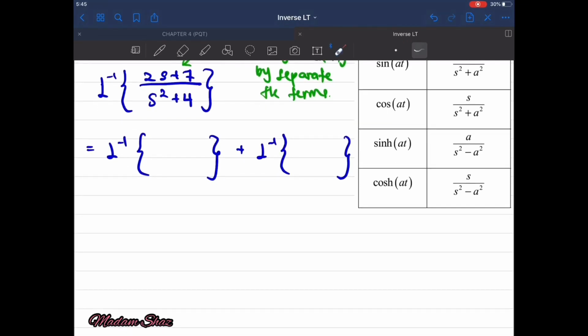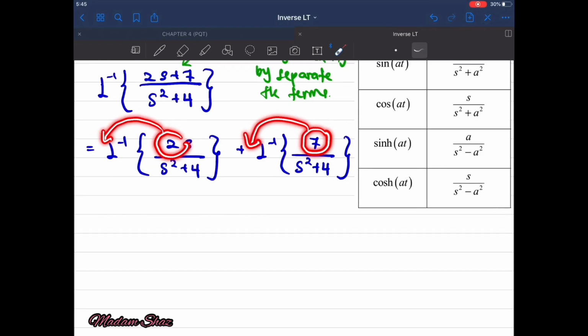So it will become Laplace inverse, the first curly bracket, plus Laplace inverse, the second curly bracket. So for the first curly bracket, we will write as 2s over s square plus 4. The second curly bracket, we will write as 7 over s square plus 4. So now, before we want to refer to the table of the Laplace transform, if you have any constant at the upper side, you have to bring the constant to the outside. So we will bring 2 and 7 to the outside.